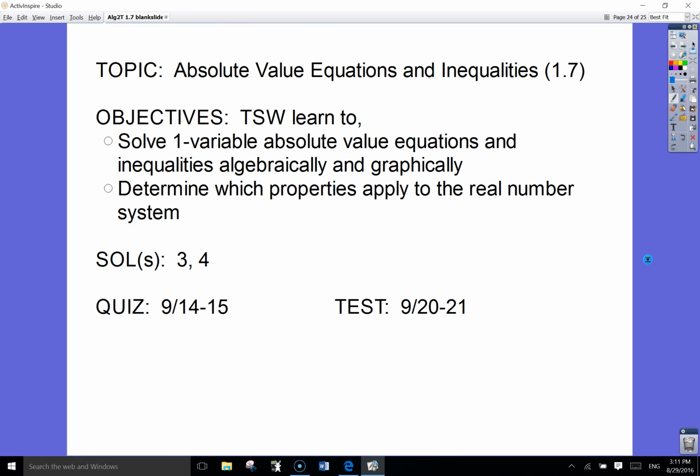Okay, and we went over these at the beginning of the lesson. These were our objectives, and we learned how to solve one variable absolute value equations and inequalities, and I gave you some properties and a review of the real number system.